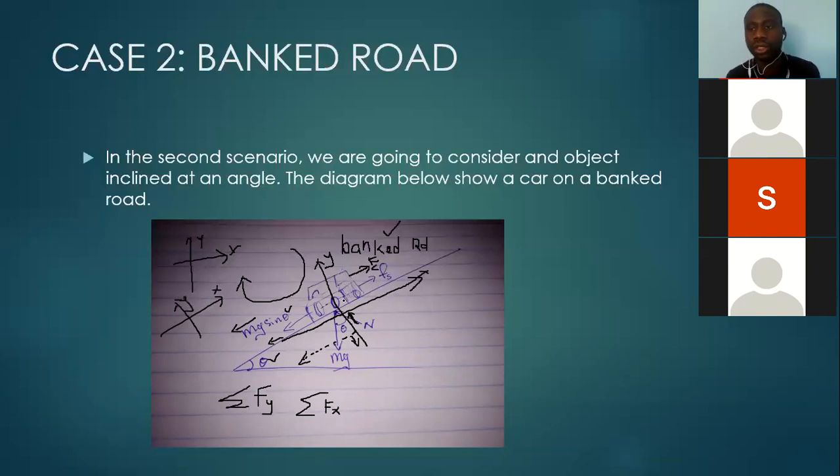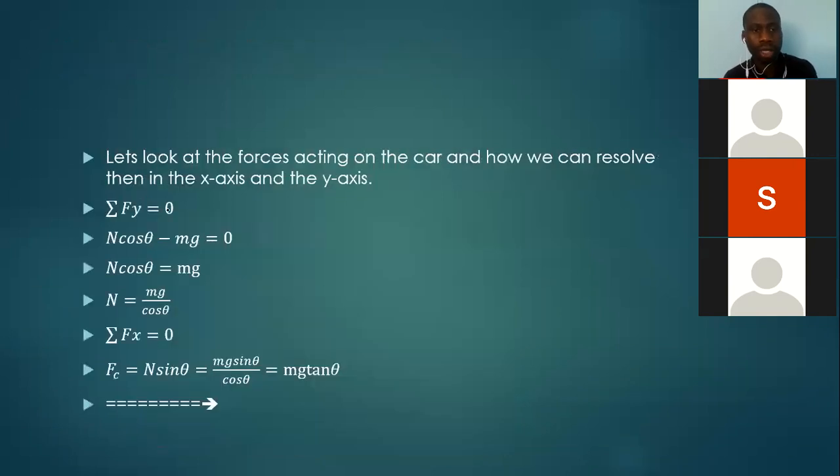So what are these forces that are there? When we look at forces in the x-axis and forces in the y-axis, we see that in the y-axis, this car is not moving. Remember I said that this is the y-axis. So in the y-axis, this car is not moving this way or that way. So our summation of forces in the y-axis is equal to 0. What forces do we have in the y-axis? In the y-axis, we have our normal force.